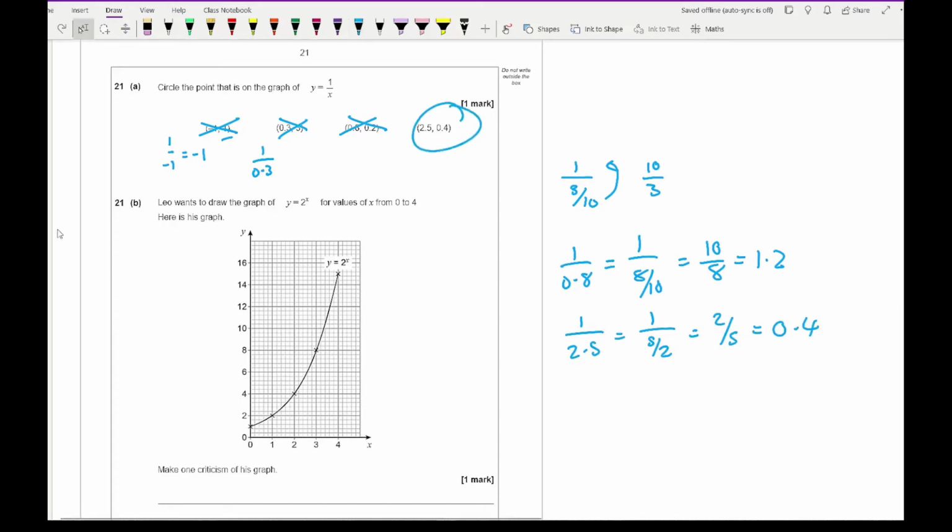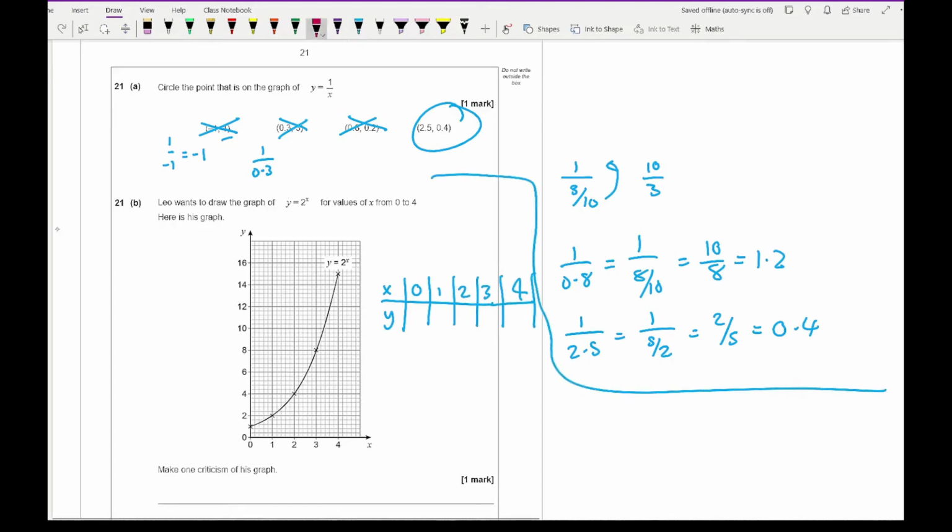Then question 21b, it says Leo wants to draw the graph of y equals 2 to the power x and make one criticism of the graph. So let's have a look at his values. So here we've got x and we've got y, and we've got 0, 1, 2, 3, and 4. So let's just separate.